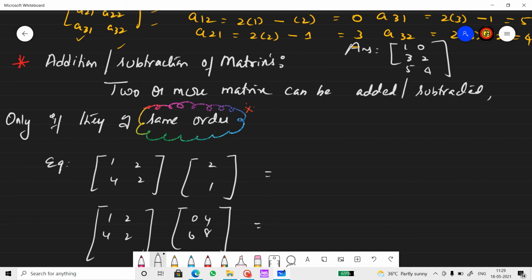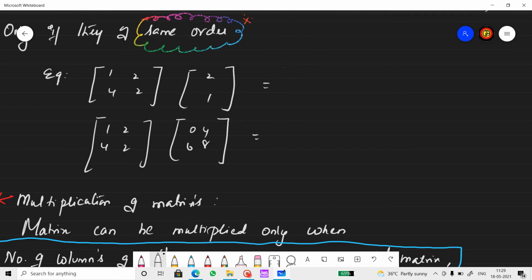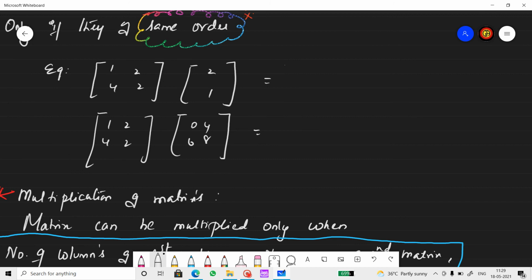Remember, you can add two matrices only if they are of the same order. And what is order? Rows cross columns. The number of rows cross the number of columns is the order. So only if they are of the same order, you can add or subtract two matrices. I've given two examples here.